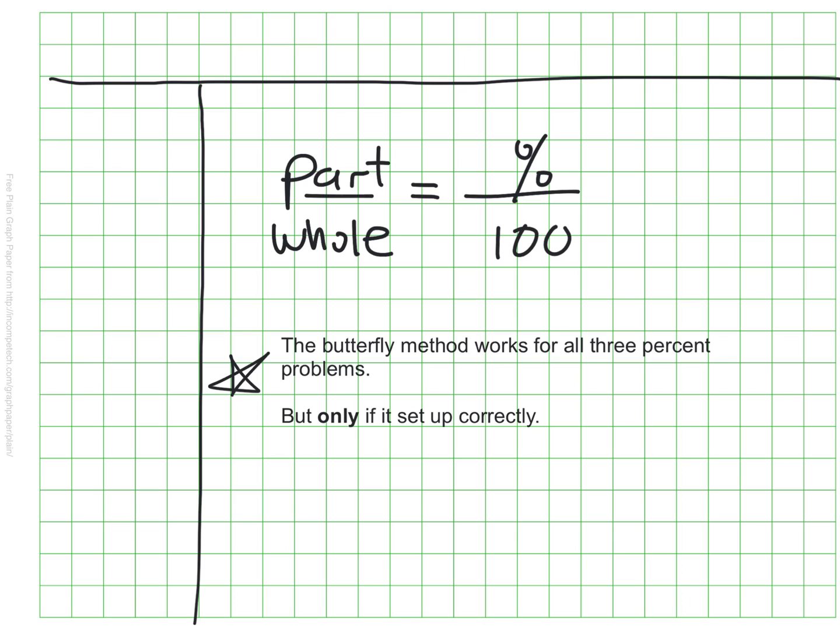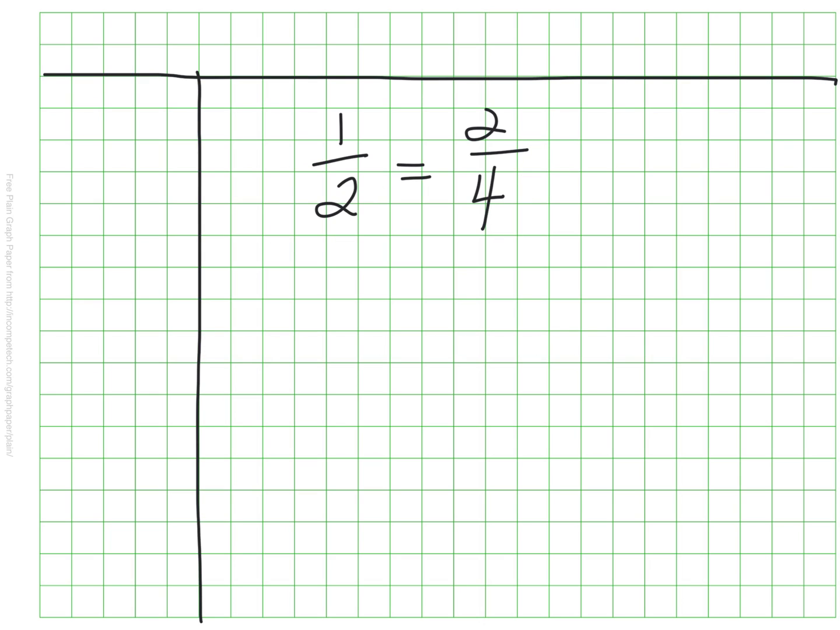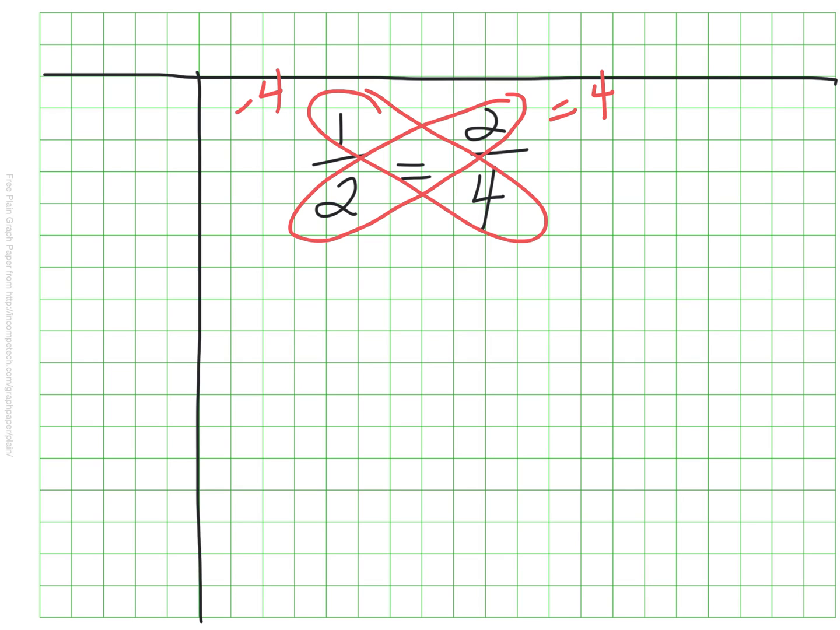And there's one thing I want to show you about the butterfly method before we begin to use it. So I'm just going to show you a quick little example. Let's take a look at this equivalent ratio. We all know 1/2 is the same as 2/4. But what you may not have noticed before is that if you multiply this 2 times 2, you get 4. And if you multiply this 1 times 4, you also get 4, right?